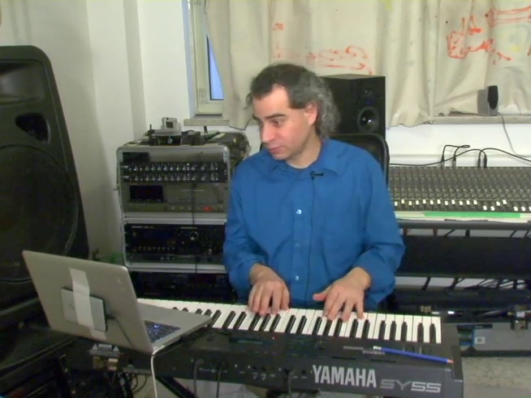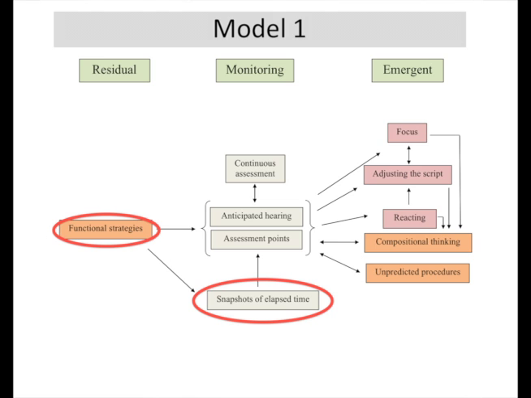Say that I do this once, and I do this again. Snapshots of elapsed time kick in. My functional strategies played this twice to construct consistency, and my functional strategies now is triggering snapshots of elapsed time.